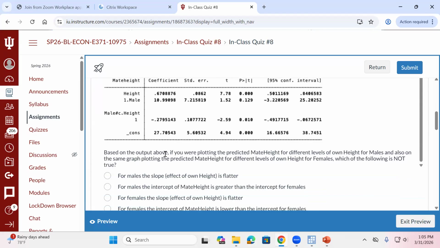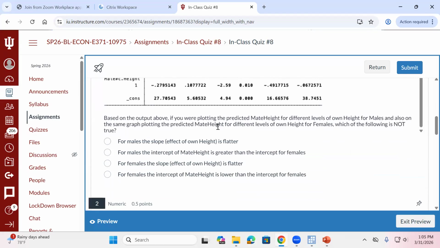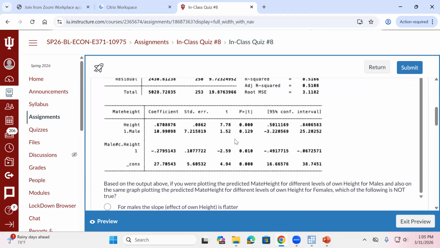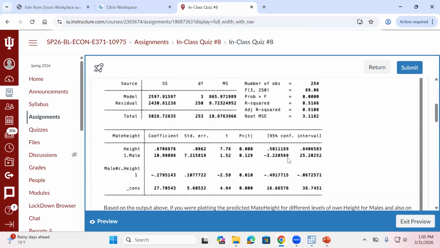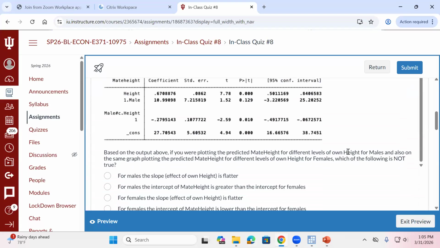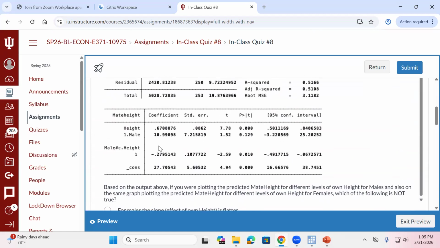Okay. So looking at this output, if I was plotting the predicted mate height, which was my Y variable, for different levels of the individual's own height, for males, what would be true? I'm going to use these values, plot this out, and then we can reason through which one's not true. I'm just going to write these down for you.